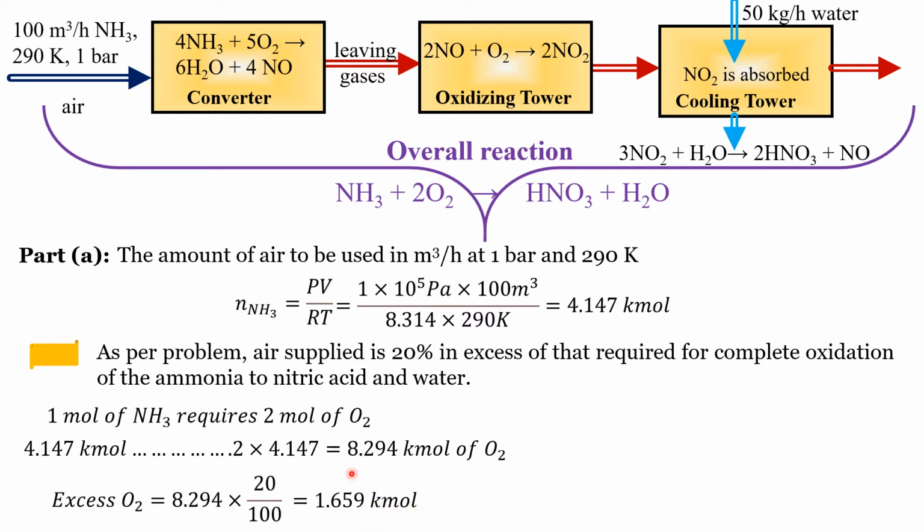So the total O2 used will be equal to the theoretically required plus the excess. So the total oxygen supplied will be equal to 8.294 plus 1.659, and it will come out as 9.953. So we have estimated the total oxygen supplied. Now from this we can find the air supplied. So the total air supplied can be estimated.